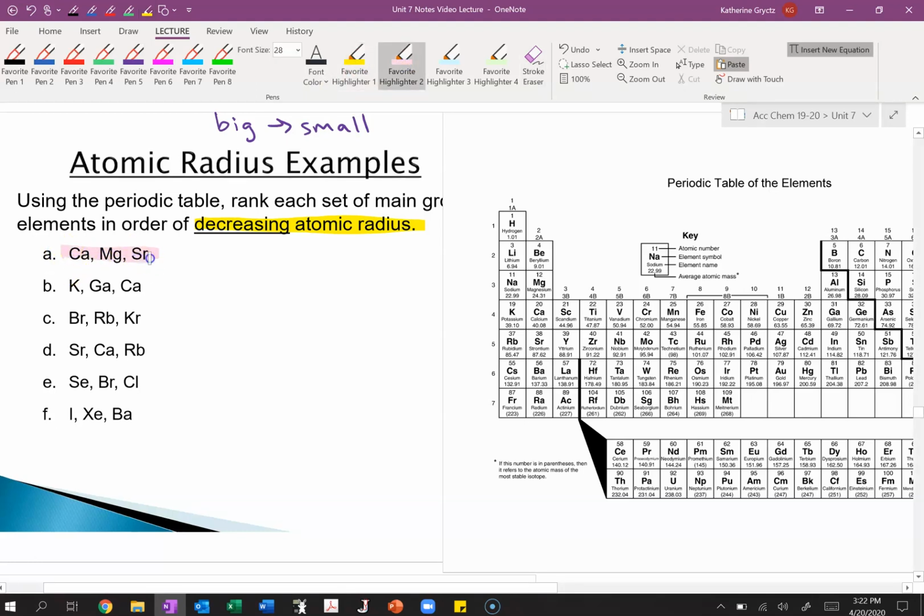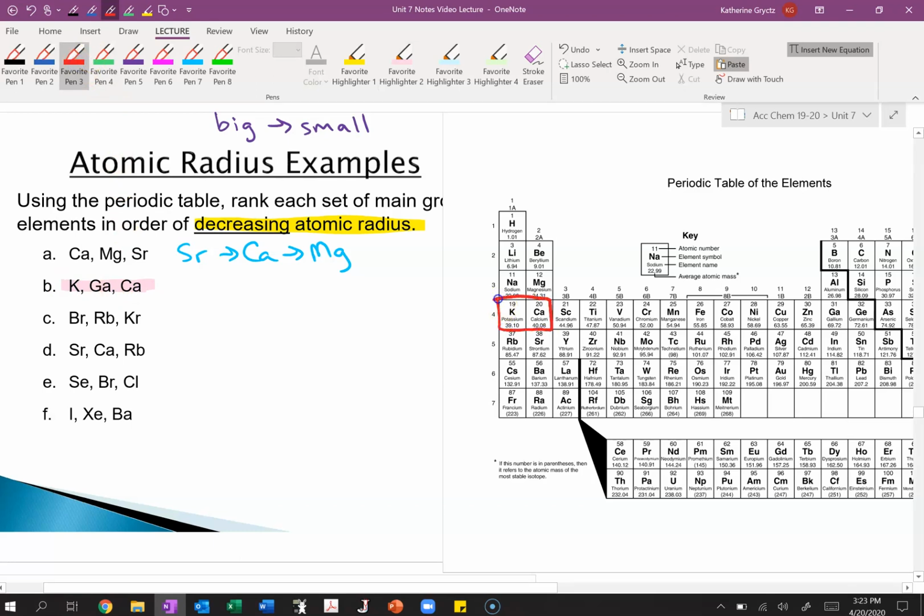So we got calcium, magnesium, and strontium, right here on the periodic table. If you had to figure out which one is the biggest, the idea of how they're arranged is, as you're looking up and down on the periodic table, we're looking at energy levels. Energy levels get bigger as you go down the periodic table. Out of these, magnesium only has 3 energy levels, calcium has 4, strontium has 5. So strontium is going to be our biggest, then calcium, then magnesium.